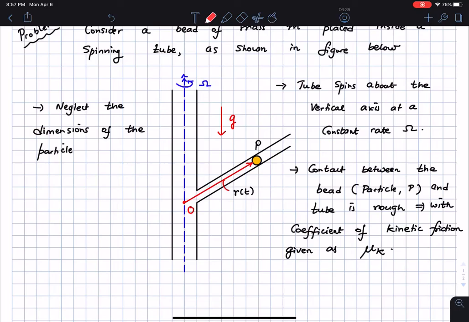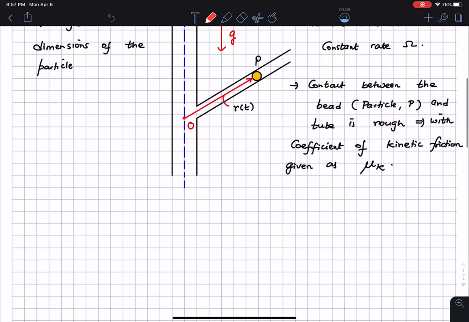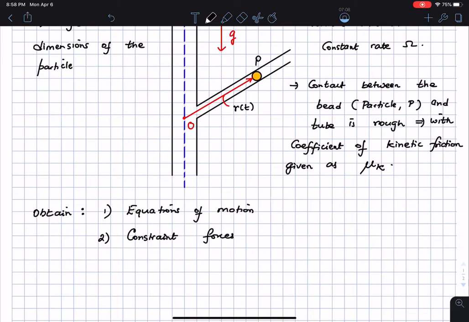And what are the things that we need to find in this problem? Obtain, first, the equations of motion that characterize the motion of this bead. So that's one thing that we want to obtain. Then I also want to obtain the constraint forces, using the idea of Lagrange multipliers.